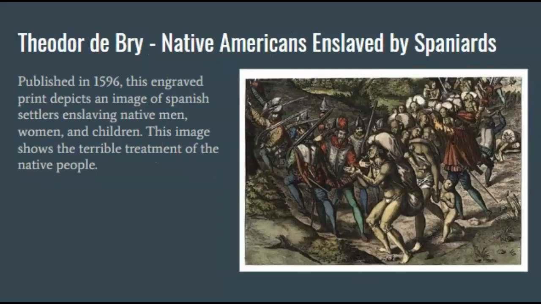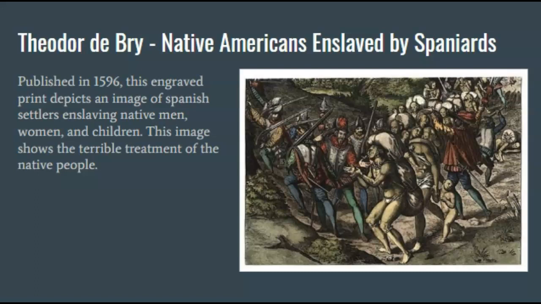This is the second piece of work that I'm going to present to you by Theodore DeBry. It was published in 1596 and is an engraved print that depicts an image of Spanish settlers enslaving Native men, women, and children. This image shows how Spanish settlers enslaved Native Americans and forced them to carry their luggage or packs, as you can see in the picture.